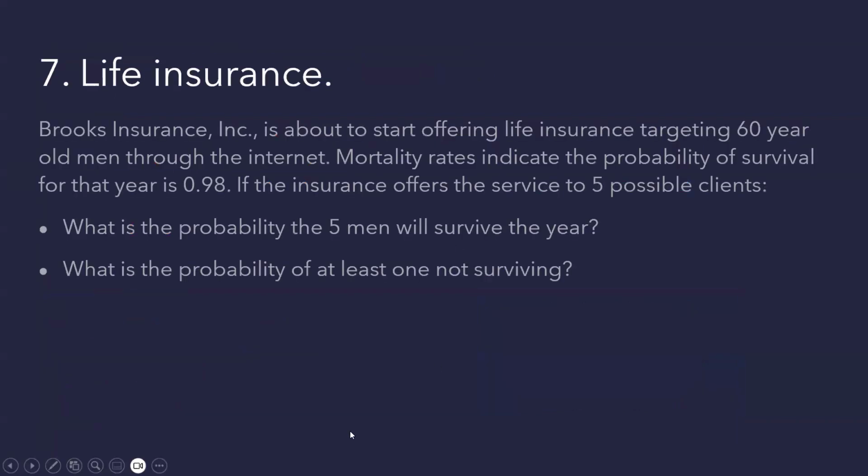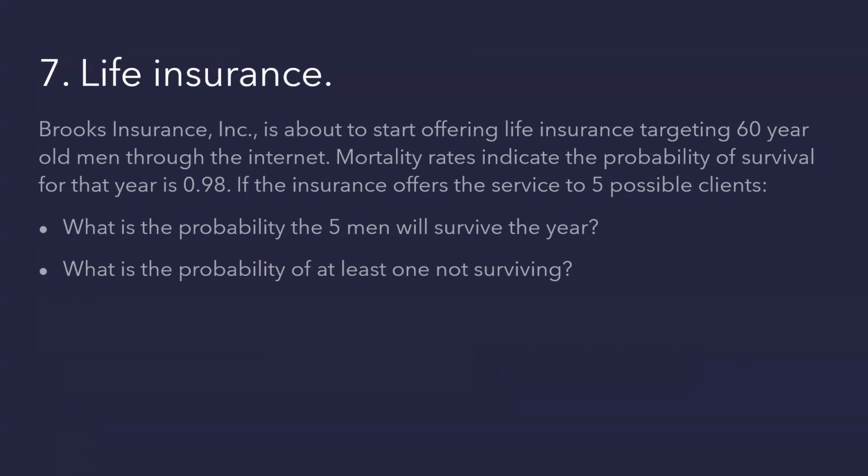Okay. So here's the next one. Brooks Insurance Incorporated is about to start offering life insurance targeting 60-year-old men through the internet. The mortality rate indicates that the probability of surviving that first year is 0.98. If the insurance offers the service to 5 possible clients, what is the probability that 5 of the men will survive in that year?